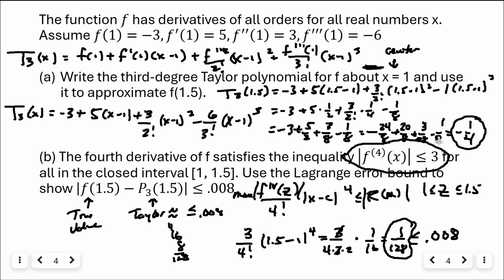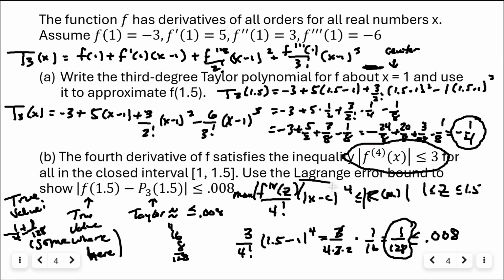All right, so the true value here is negative 1/4 plus or minus 1 over 128. It's somewhere here. I don't know what it is, but I know it's somewhere between these values. Okay, that's the true value of f of 1.5.